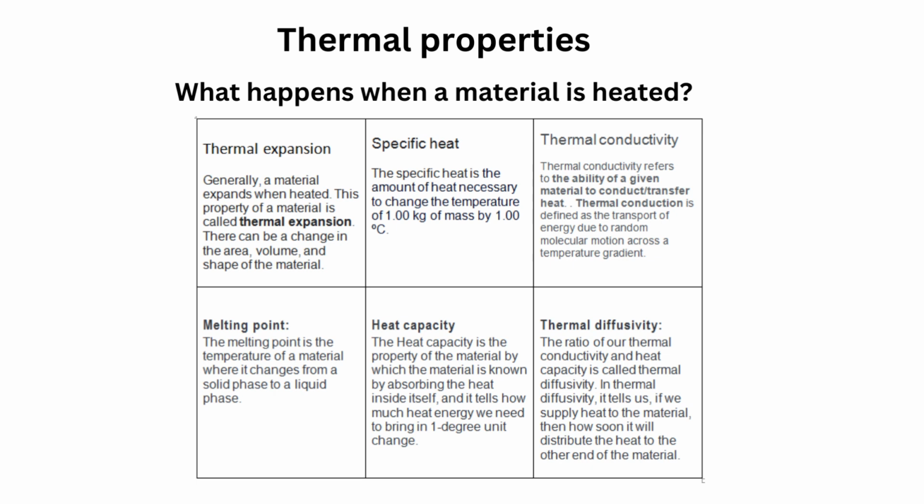Another property is specific heat, then thermal conductivity, melting point, heat capacity, thermal diffusivity. Specific heat is the amount of heat necessary to change the temperature of 1 kilogram of mass by 1 degree Celsius. Thermal conductivity refers to the ability of a given material to conduct or transfer heat. Melting point is the temperature of a material where it changes from a solid phase to a liquid phase. Thermal diffusivity is the ratio of thermal conductivity and heat capacity.